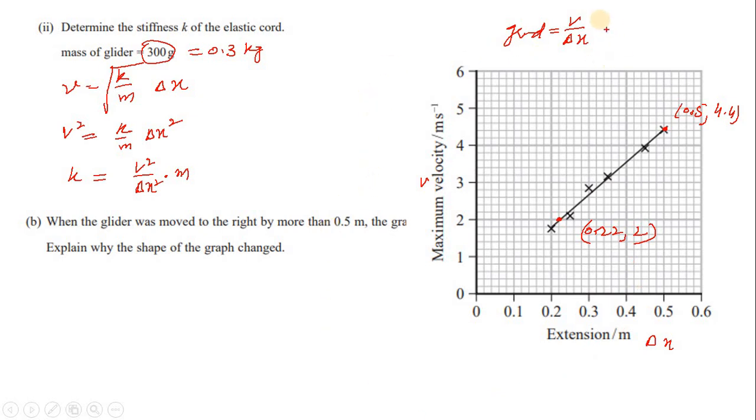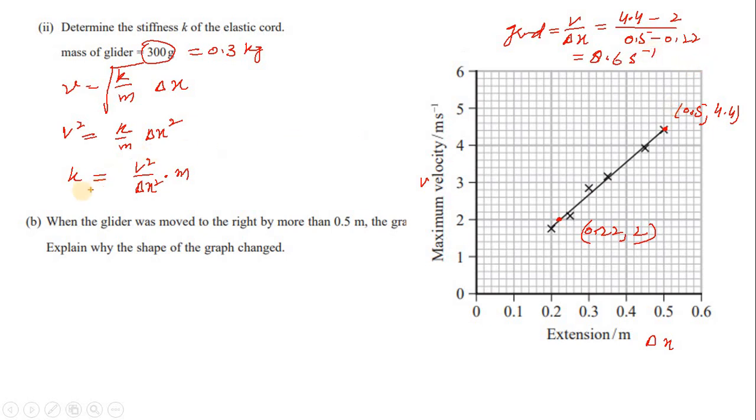y2 minus y1, 4.4 minus 2, divided by x2 minus x1, 0.5 minus 0.22. So the gradient would be equal to 8.6, and the unit will be meter per second inverse. This is the unit of the gradient.